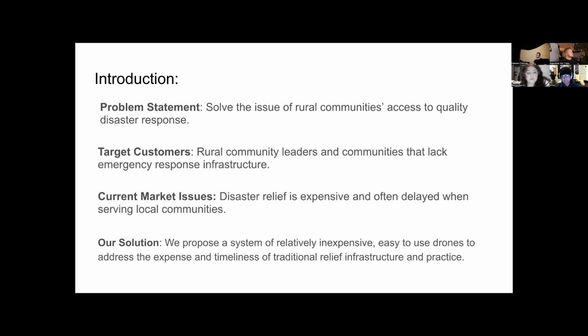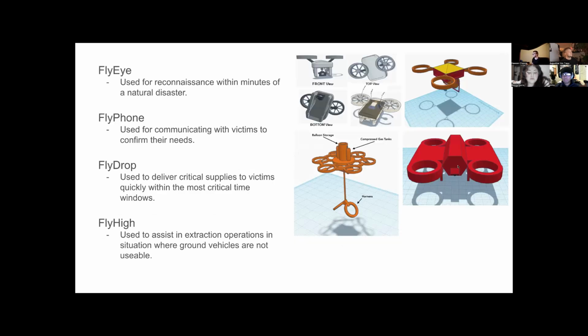So our solution is we propose a system of pretty inexpensive drones that work together to provide a timely and inexpensive alternative to traditional disaster relief. And with that, I'll hand it over to Dawson.